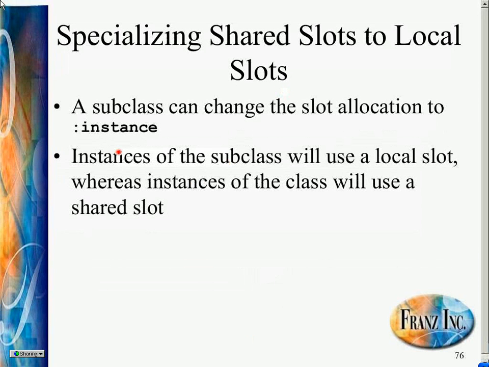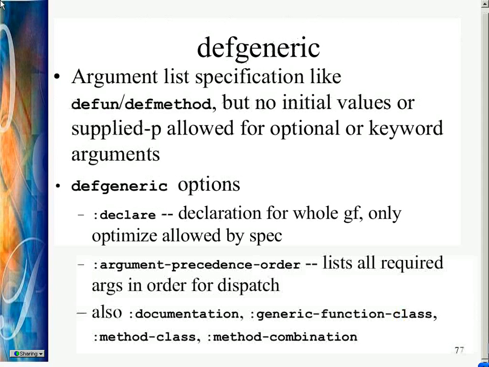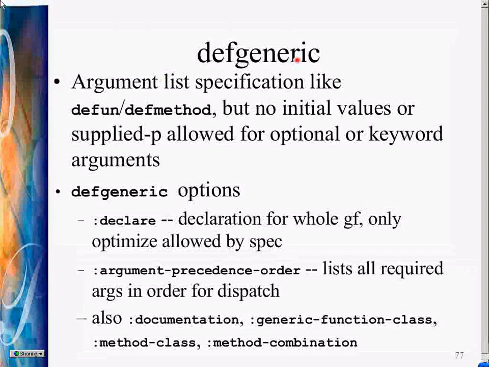So a subclass can change the slot allocation by specifying instance allocation rather than class allocation. And now, you can call defgeneric. You don't have to. When you create a function you call defun, you have to. But you don't have to call defgeneric, and defgeneric has no body, doesn't do anything. It only defines a template.